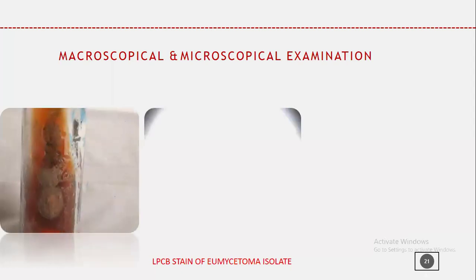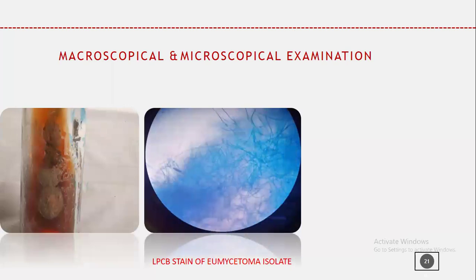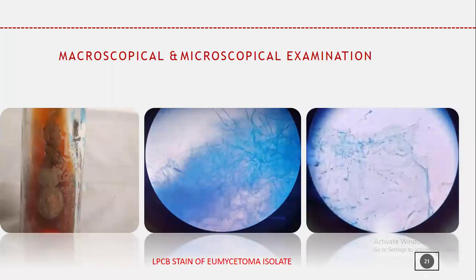Here we have the growth of eumycetoma isolate, and we have two pictures. One picture is of Madurella mycetomatis, in which it appears as highly branched hyphae with dark colored cells. In another picture, it shows clear septated hyphae that contain fungal cells.